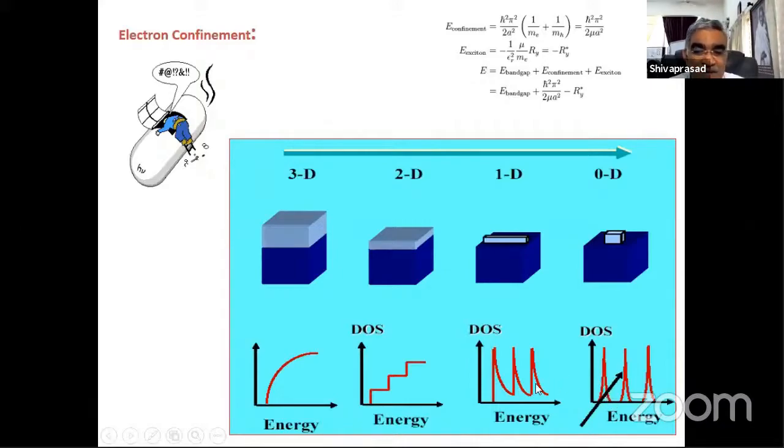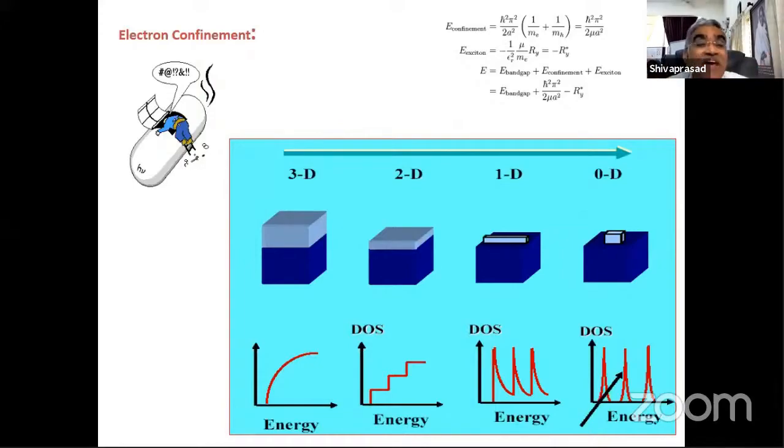Okay, so you understand, by just changing the size and the shape of a material, I can change the house and roads of the electron. The density of states is nothing but, if the occupied density of states is called the house of electron, unoccupied states are called the roads for the electrons. So I am changing the shape of the house and the road by changing the dimensions of these materials. Very exciting.